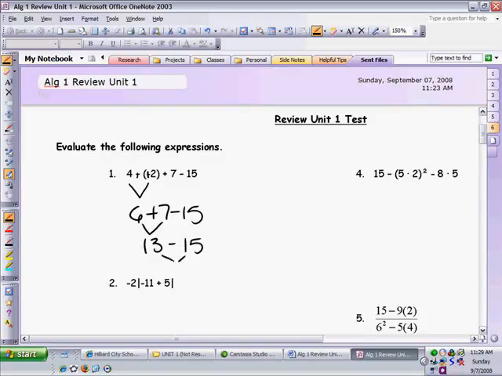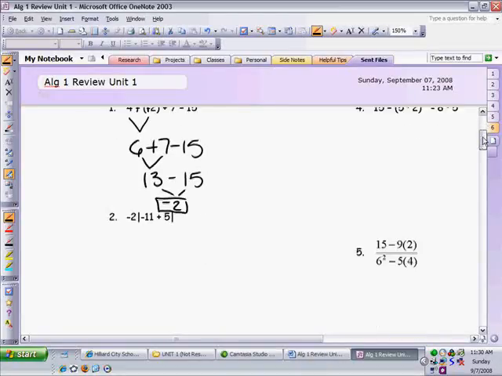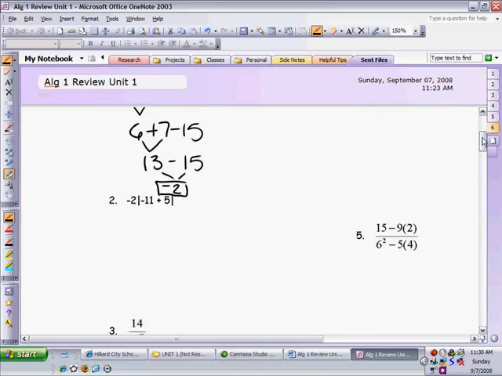And the last step, 13 minus 15 is negative 2. So that is my final answer there. Looking at number 2, this one's a little bit more than just a simple order of operations problem. This one has absolute value in it. So, first thing is, we treat absolute value like parentheses.